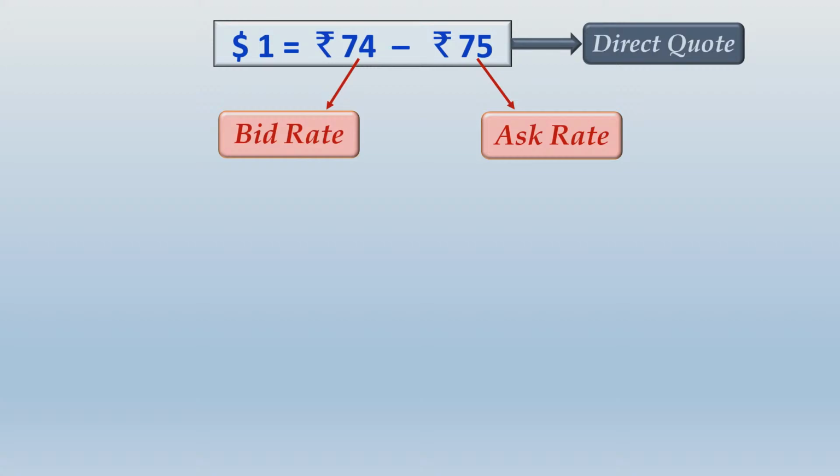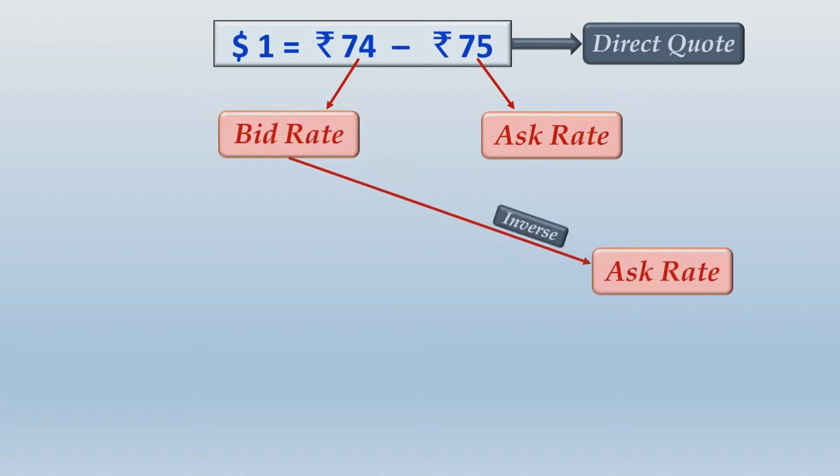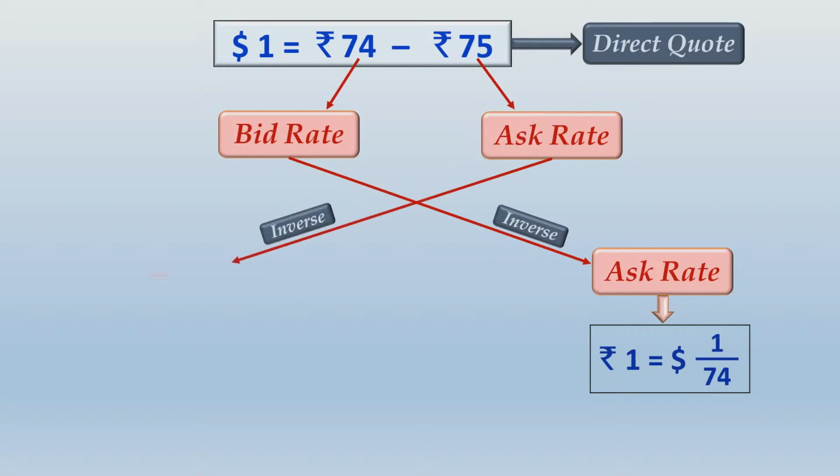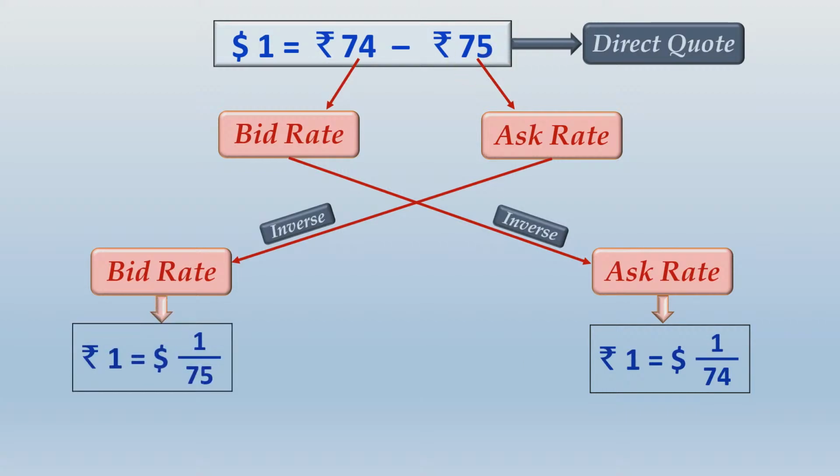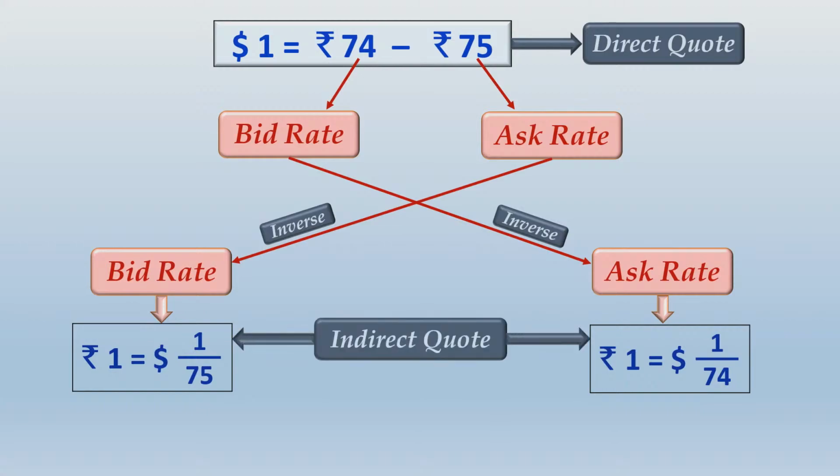Now when you are taking the inverse of the bid rate, it actually becomes the ask rate. So what is the inverse of that bid rate? It is rupee 1 equals $1 by 74. This will become the ask rate. Likewise, if you are taking the inverse of the ask rate from the direct quote, it will become the bid rate. So what was the ask rate over here? 75. You take the inverse of that, it becomes 1 by 75. So rupee 1 equals $1 by 75. And finally, when you identify, this becomes the indirect quote.